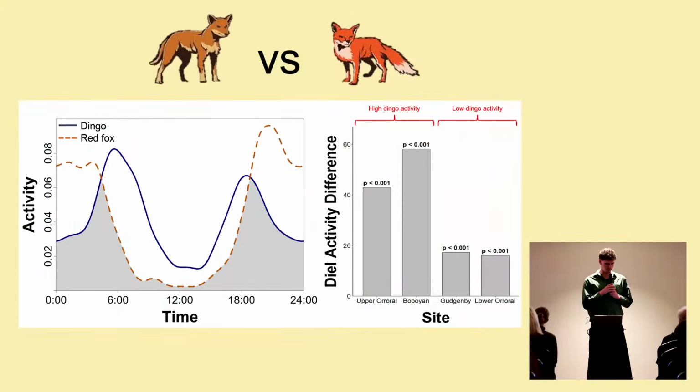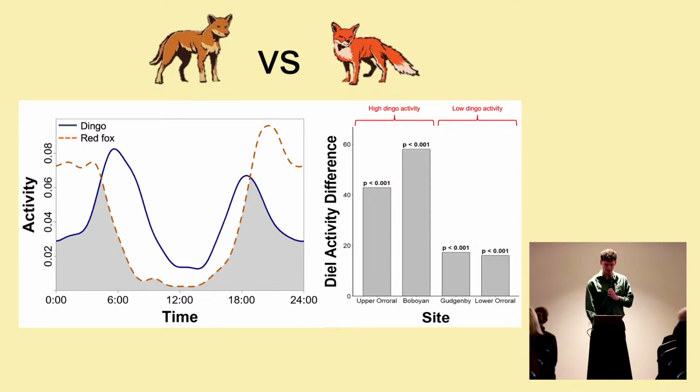And if we look at this in a bit more detail here, we can see a way in which the foxes are responding to the dingoes. The graph on the left shows us the daily activity patterns for dingoes and red foxes. So basically, over a 24-hour period, when are these predators active?